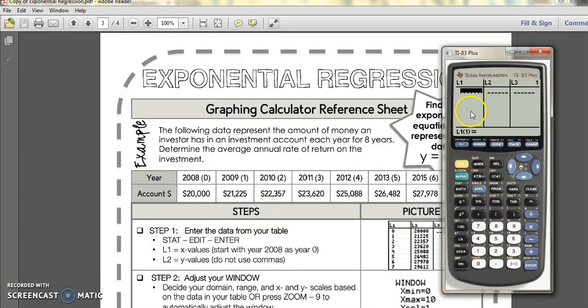And again, in list 1, we're going to enter the year, and in list 2, we're going to enter the account value. When we enter the year, we're going to enter the years since 2008. So 2008 is going to be entered as 0, 2009 is going to be entered as 1, 2010 is 2, the years since 2008, all the way up to 7.